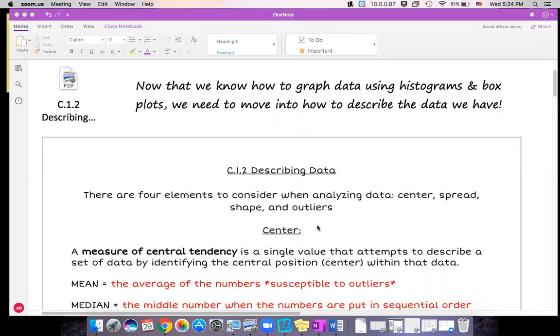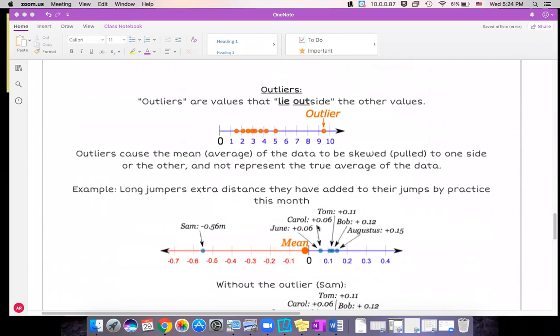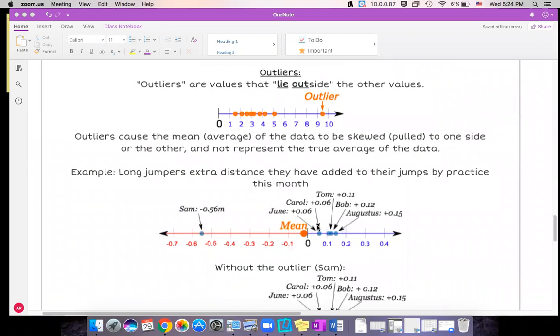So I'm actually going to scroll down and do outliers first, and then we'll come back to this other stuff. The first thing that you want to consider in all of your data sets is if they have an outlier. Outliers are the values that lie outside of all of your other values. So you have all of these that are really close together, and then you have a data point that's really, really far out here. This is called your outlier. Outliers cause your mean, or your average, to be skewed or pulled to one side or the other and not represent the true average of your data.